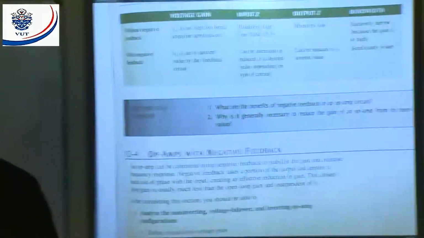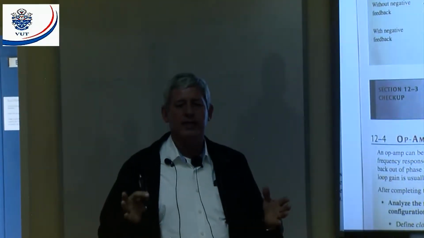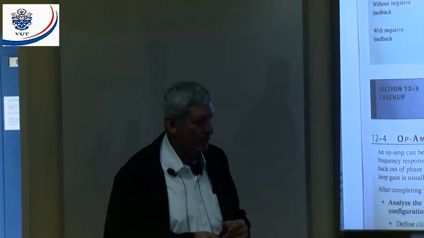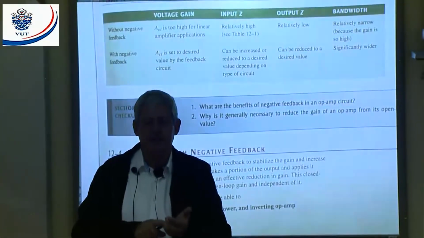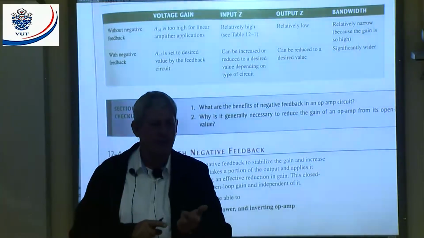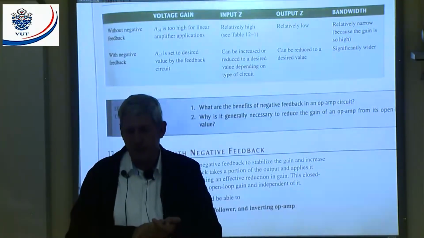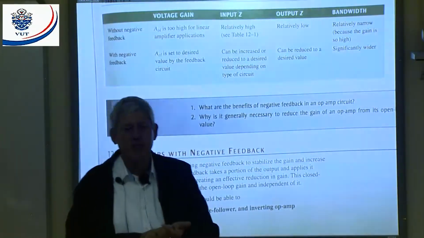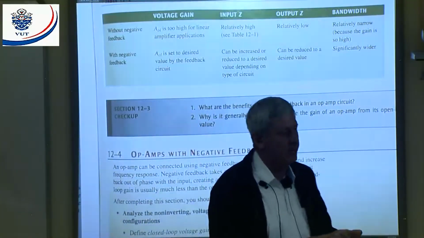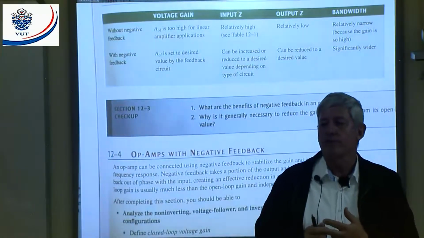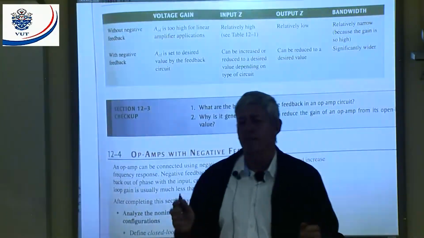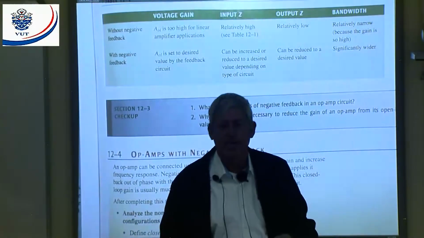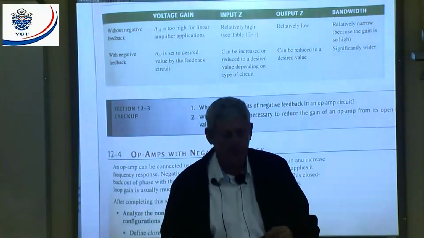Now we're going to start looking at devices with negative feedback. We're going to look at the non-inverting amplifier, the inverting amplifier, and the voltage follower. I'm going to use a different sequence than the book. I'm going to start with the voltage follower. I'm going to do it quite practically so that you understand the operation. And if there are any questions, you're welcome to ask.